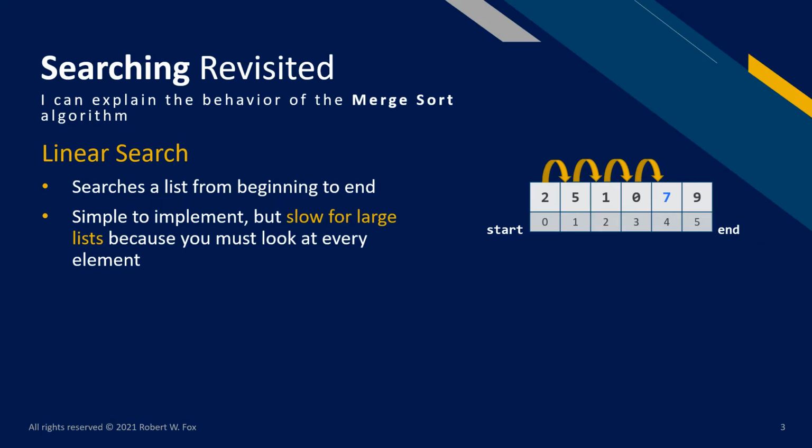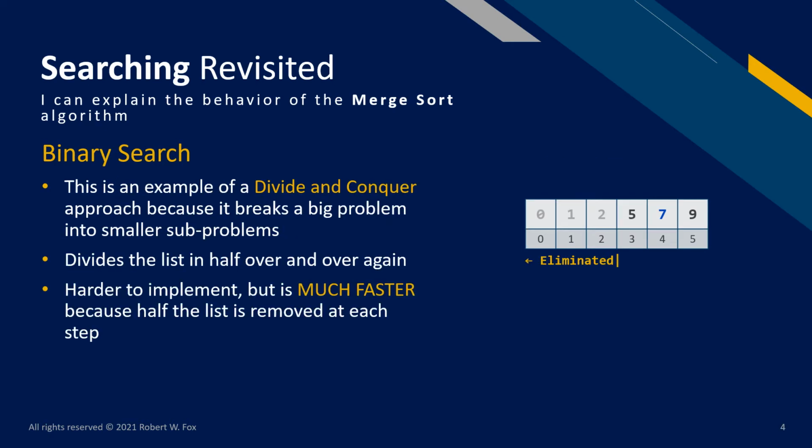In order to frame our discussion of Mergesort, let's revisit some algorithms that we've already learned, starting with linear search. Remember that the goal of searching is to find something inside an array or an array list. And linear search does this in a very simple way. It searches from the beginning of the list to the end of the list, visiting one element at a time. And it's very simple to implement. It's a loop and an if statement, but it's very, very slow for large lists because you have to look at every single element.